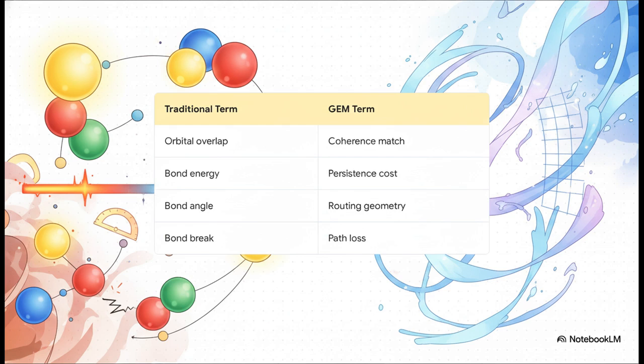Bond energy becomes persistence cost. That classic bond angle is really curvature routing geometry. When we talk about bond vibration, we're actually talking about relaxation around an admissible basin. And bond breaking? That's literally just the loss of a sustainable curvature path. It completely changes how you visualize it, doesn't it?